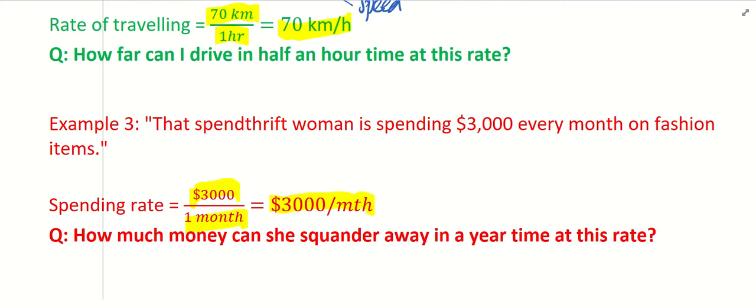How do we calculate this? If you're quick enough, you will tell me $3,000 times 12 months, because she spends $3,000 every month, and in a year there are 12 months.